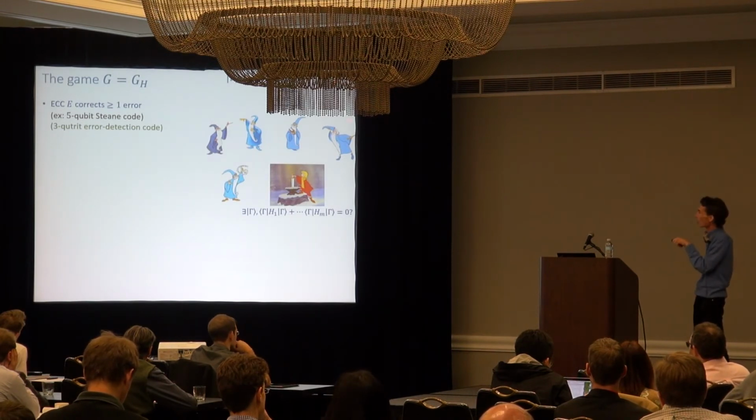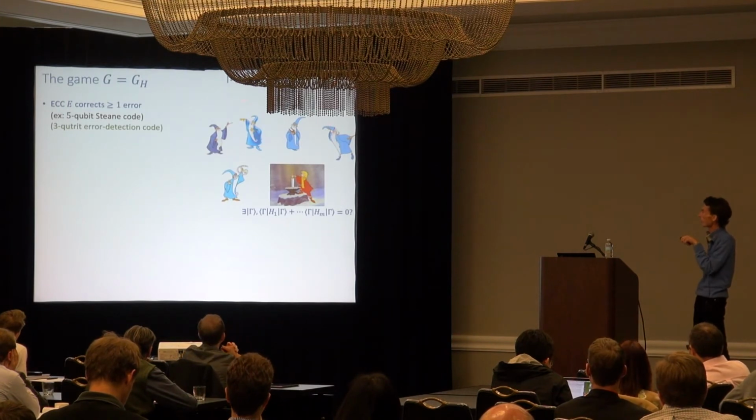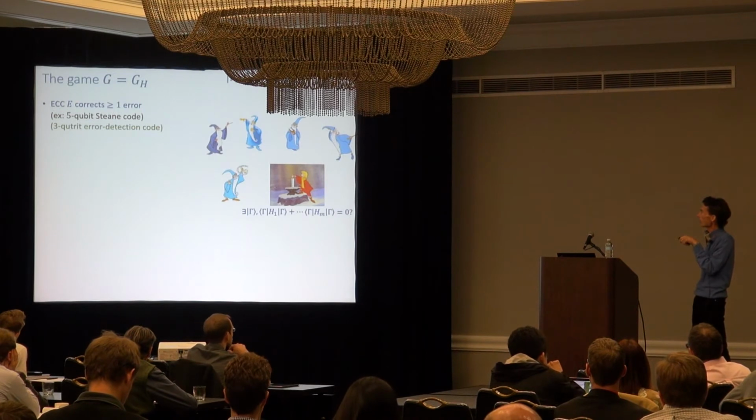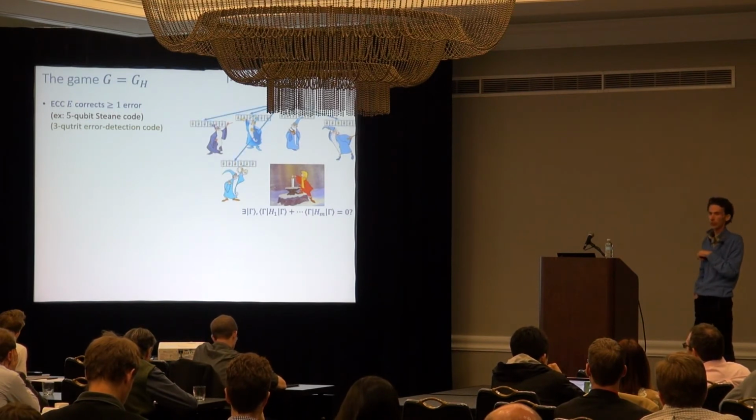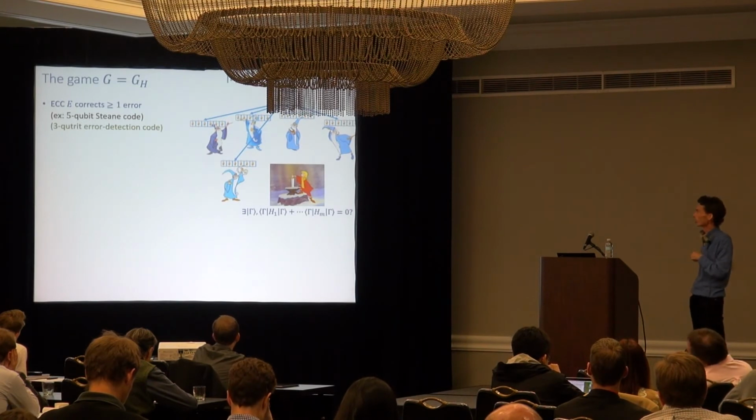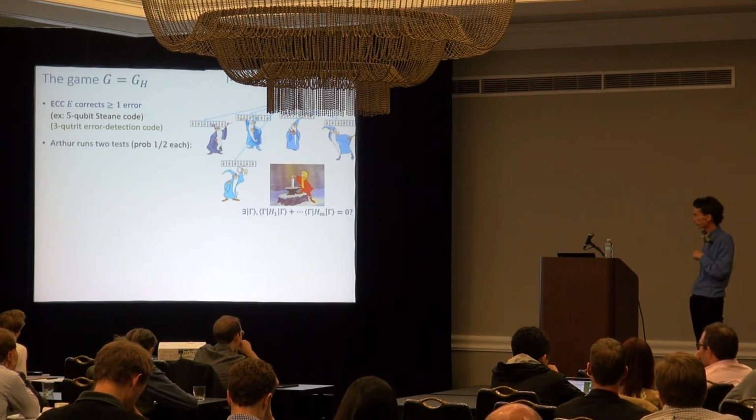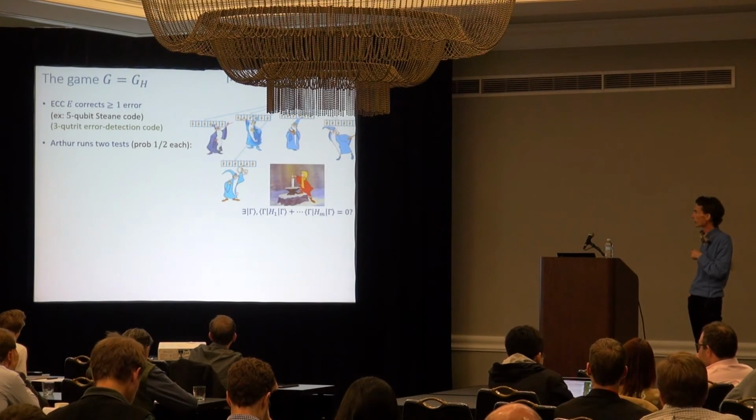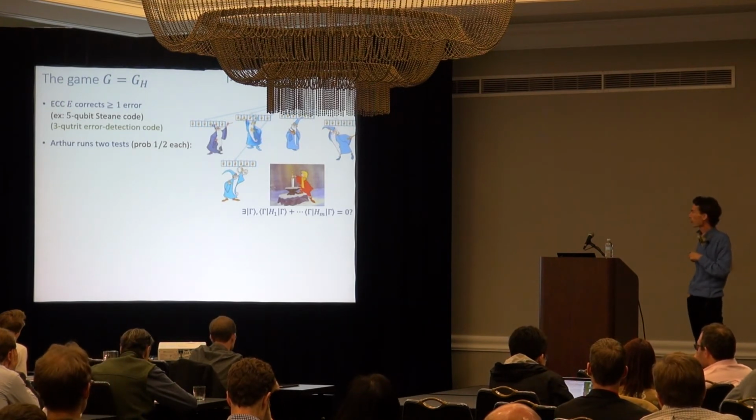I'd like them to cook up the ground state of the local Hamiltonian, take the qubits of the ground state 1 by 1, and use a 5-qubit error correcting code in order to split that qubit in between themselves. So they each get 1 share of the encoding of 1 qubit of the proof. And then I'm going to run 2 tests, each of them with probability half.